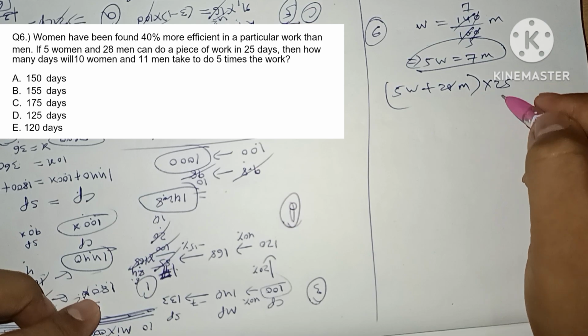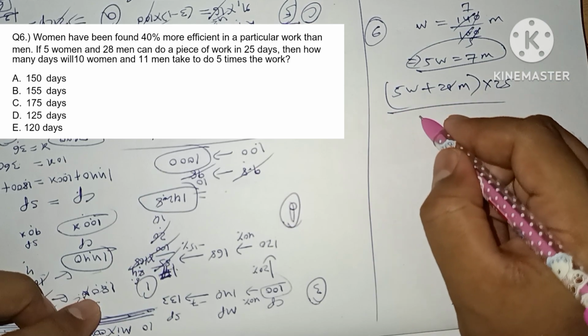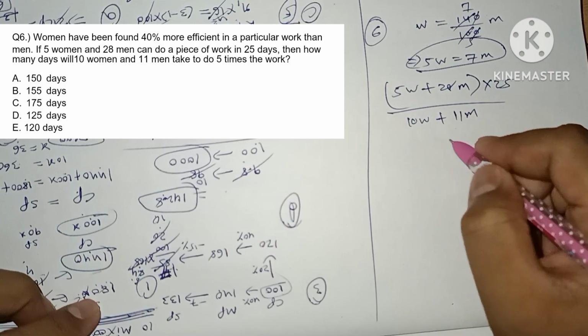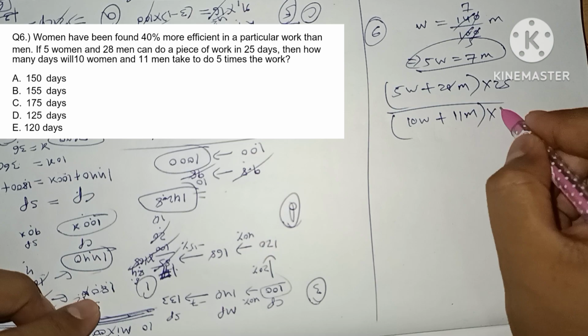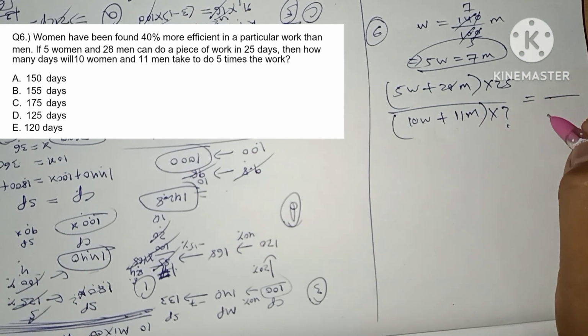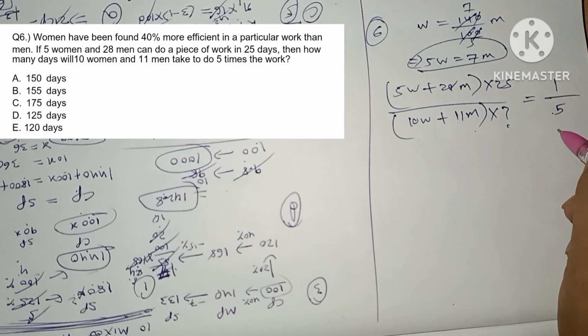Now the question asked is how many days will 10 women and 11 men take to finish 5 times of the work. This is a total of one time of work, and here it needs to complete 5 times of the work.